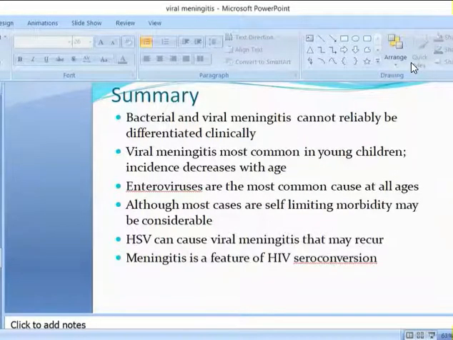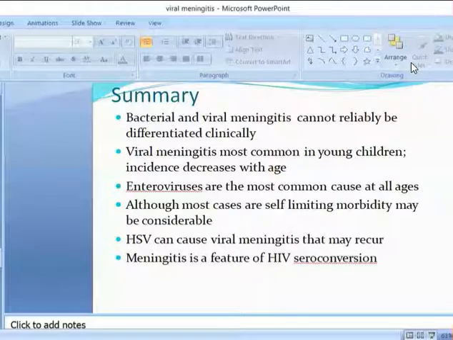Enteroviruses are the most common cause of viral infection throughout all the age groups. Although most cases are self-limiting, morbidity may be considerable, especially, as we saw, if the meningitis progresses into encephalitis, especially in case of the herpes simplex virus. Also with HIV, you have recurrent infections. Herpes simplex virus can cause viral meningitis that may recur.